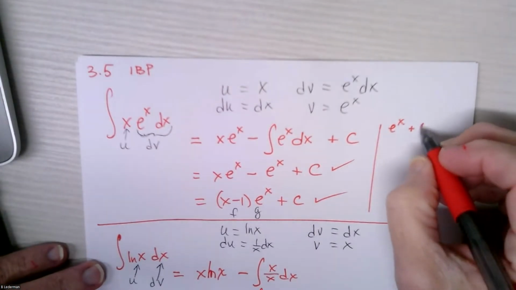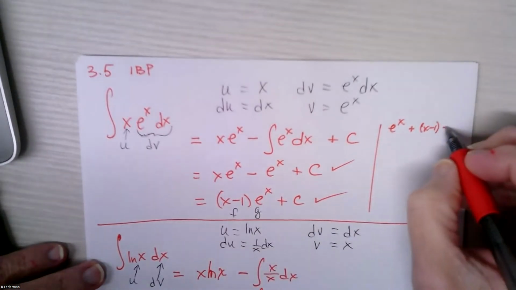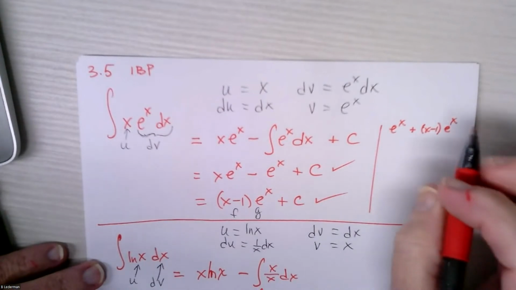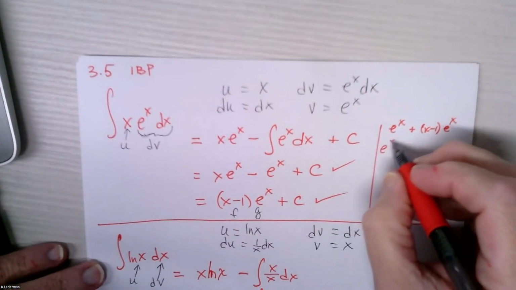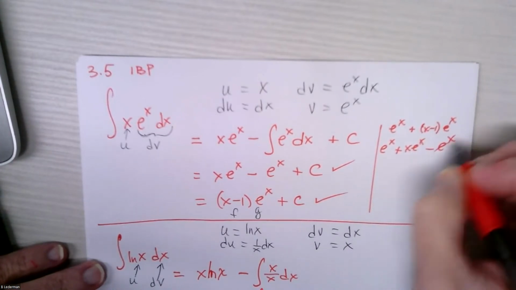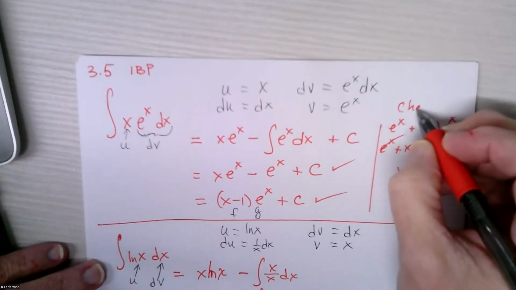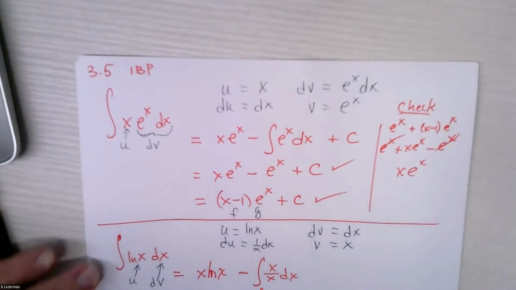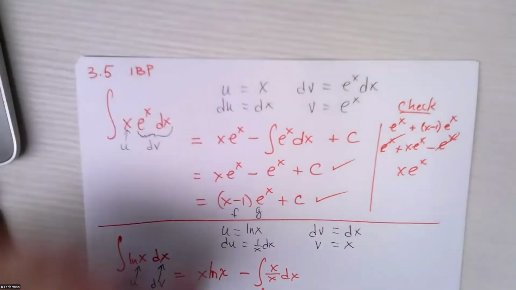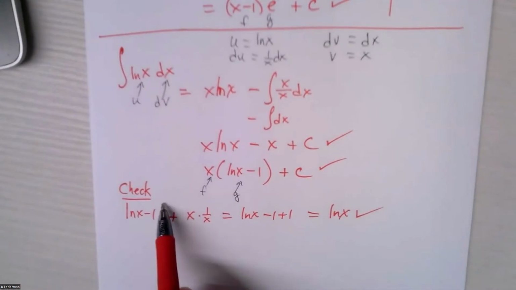Now f is x minus 1 times g prime, which is just, again, e to the x. Let's just distribute now. This is e to the x plus x e to the x minus e to the x. The plus and minus cancel, and I have x e to the x, and that's my check. And we're very happy. That was my check right down there. So this checked out. I got the original integral, and this checked out.